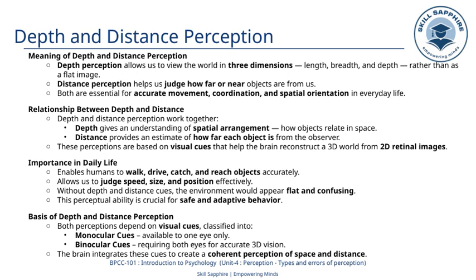Both rely on visual cues that the brain uses to reconstruct a 3-dimensional world from the 2-dimensional images projected onto our retina. In our daily lives, this ability is absolutely vital. It enables us to walk confidently, drive safely, catch a ball, or reach for objects accurately. Without these cues, our environment would seem flat and confusing, making everyday tasks difficult and potentially unsafe. That's why depth and distance perception are so essential for adaptive and safe behavior.